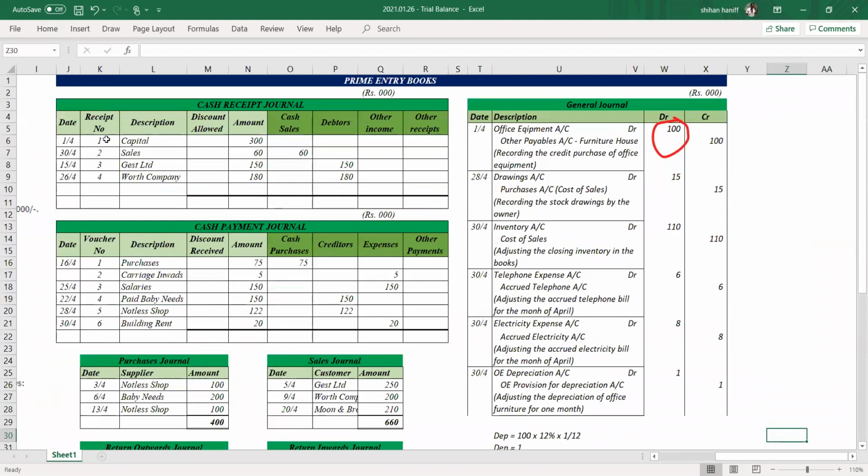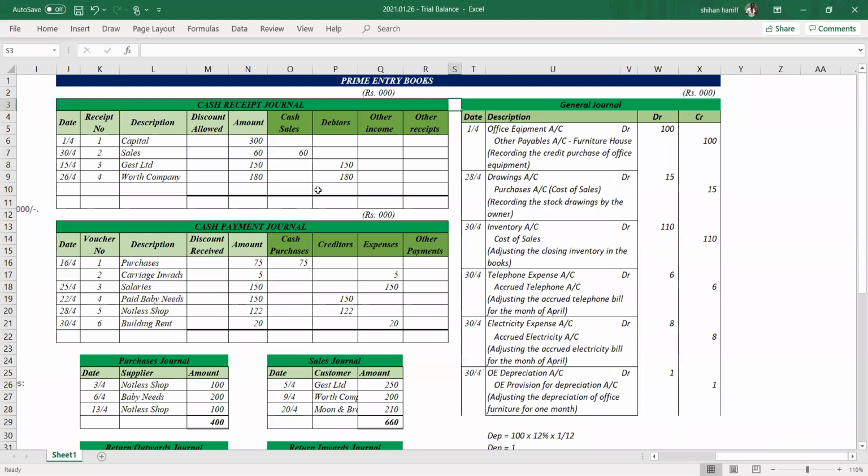Okay. So that completes the prime entry books. Any questions up to now? This is a very good question because it covers the entire process. Now calculate the total balances in the cash receipt journal, payment journal.